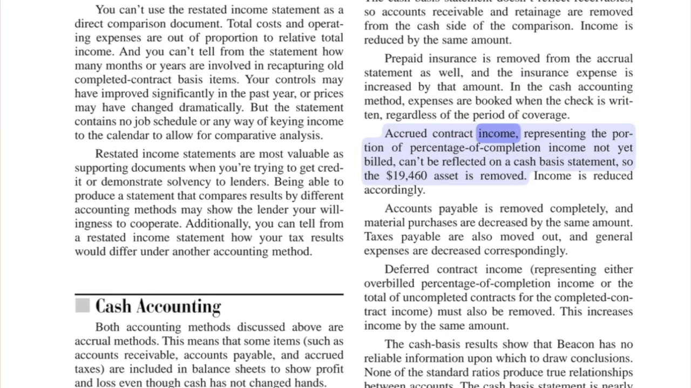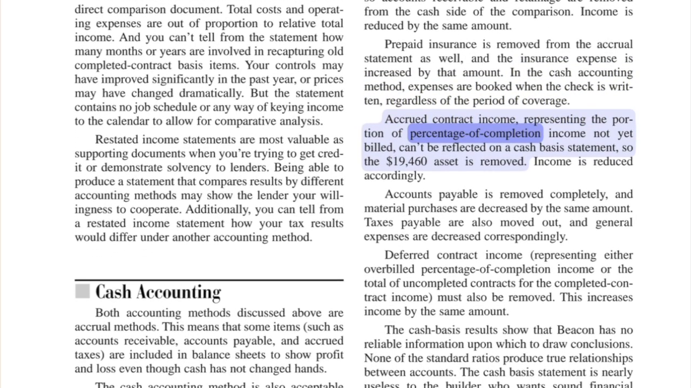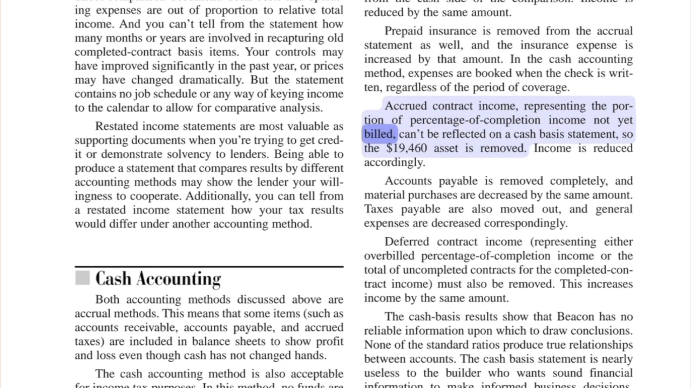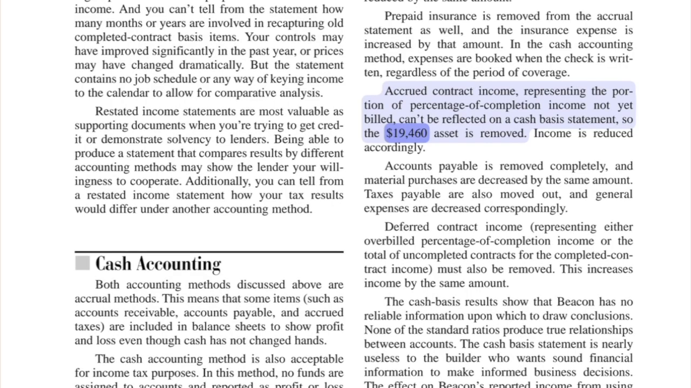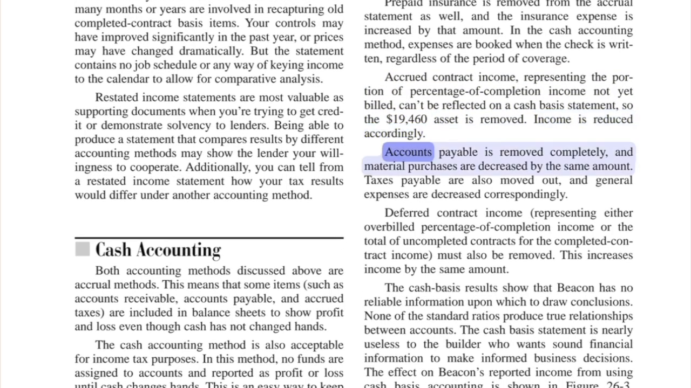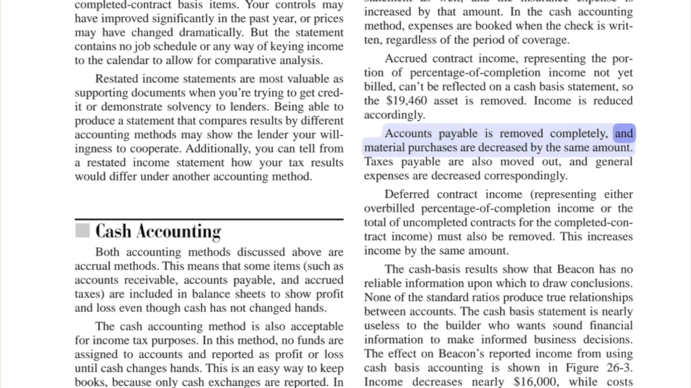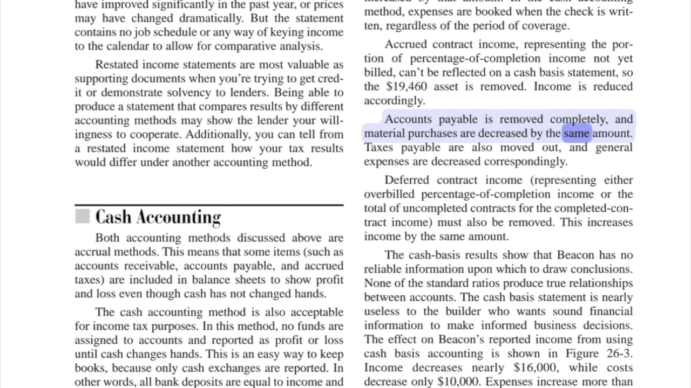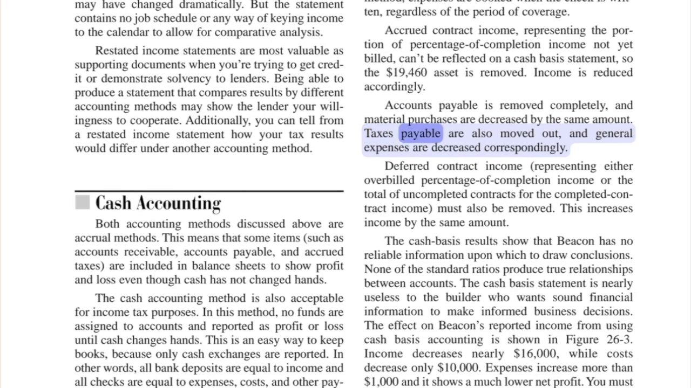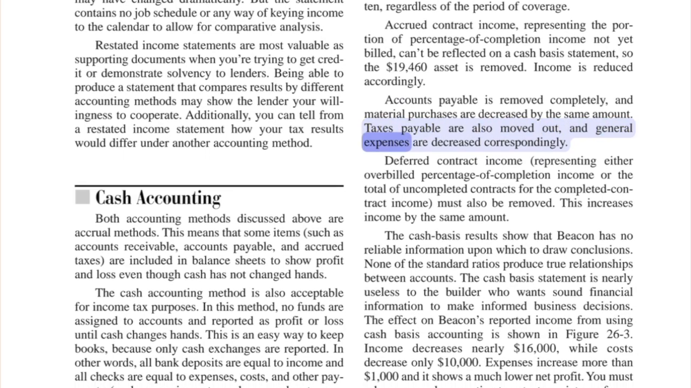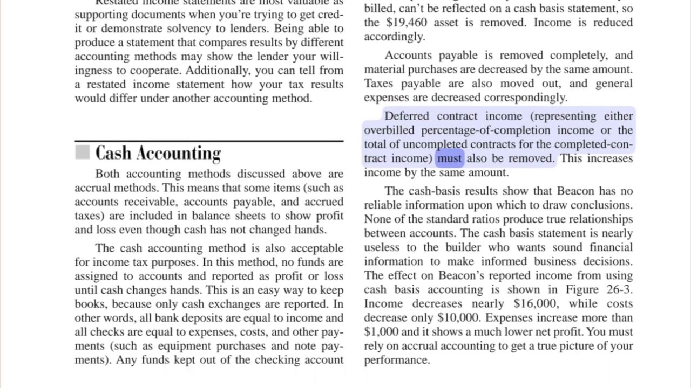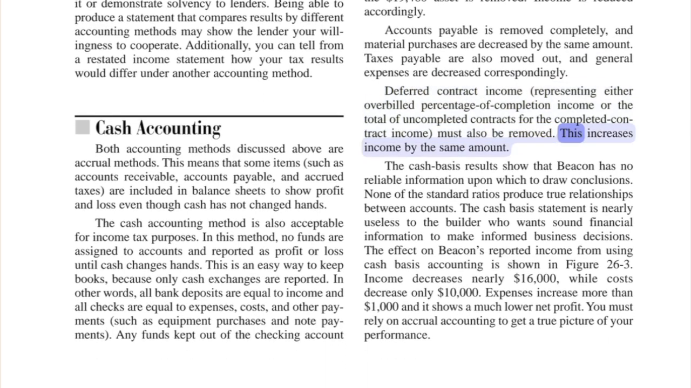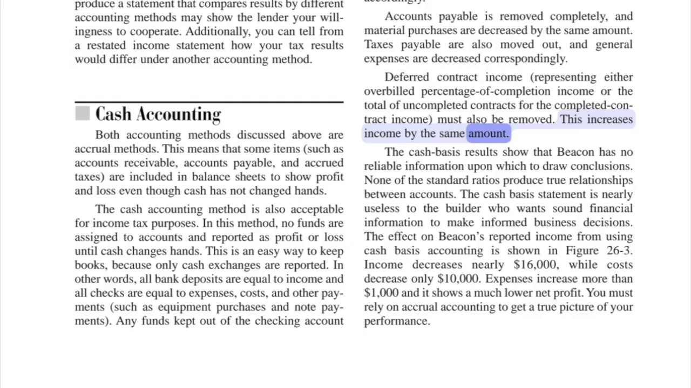Accrued contract income, representing the portion of percentage of completion income not yet billed, can't be reflected on a cash basis statement, so the $19,460 asset is removed. Income is reduced accordingly. Accounts payable is removed completely, and material purchases are decreased by the same amount. Taxes payable are also moved out, and general expenses are decreased correspondingly. Deferred contract income must also be removed. This increases income by the same amount.